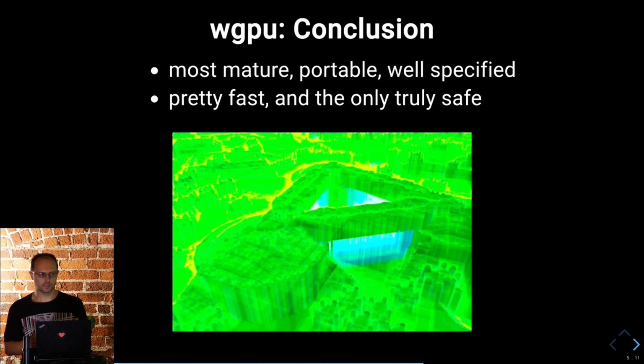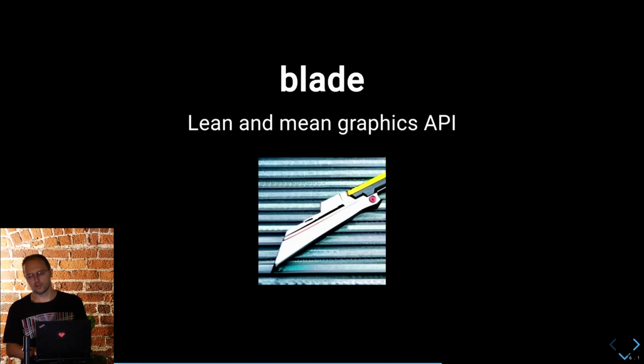This is one of the pictures from the Rust Avengers project. It's using software ray tracing, in the sense that it's done in shaders without hardware ray tracing. But you can do a lot of fun stuff with just compute. That concludes the WGPU part. Now we can talk about the next thing I did.